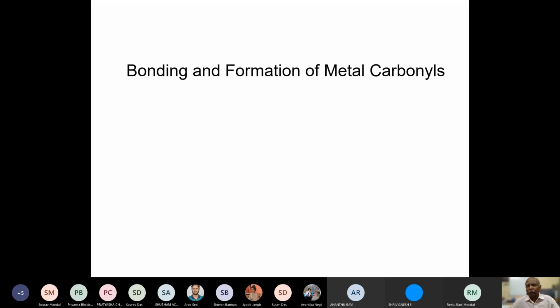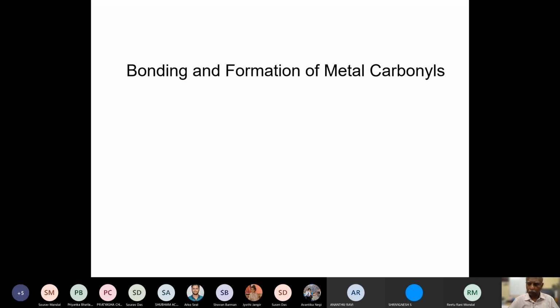Now, we have talked a lot about the structure of these molecules. The bond distances being shorter than what... sorry, I think my screen went blank. Yeah. So bonding and formation of metal carbonyls is what we are talking about.